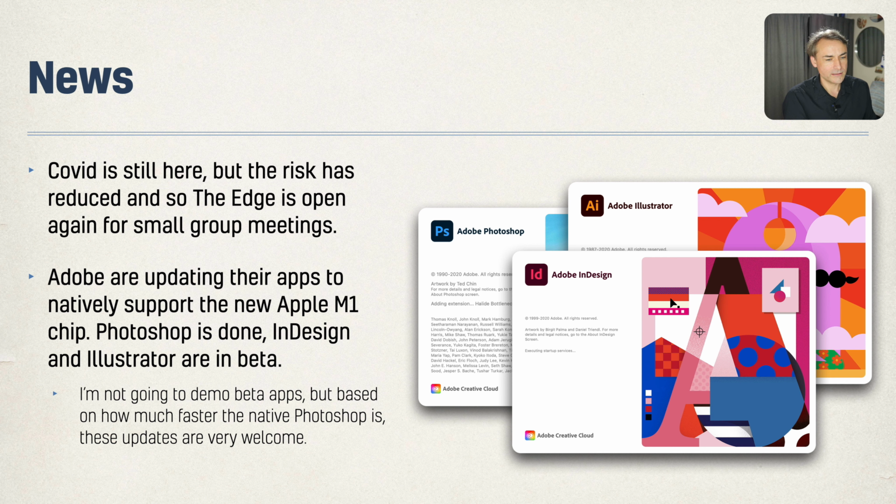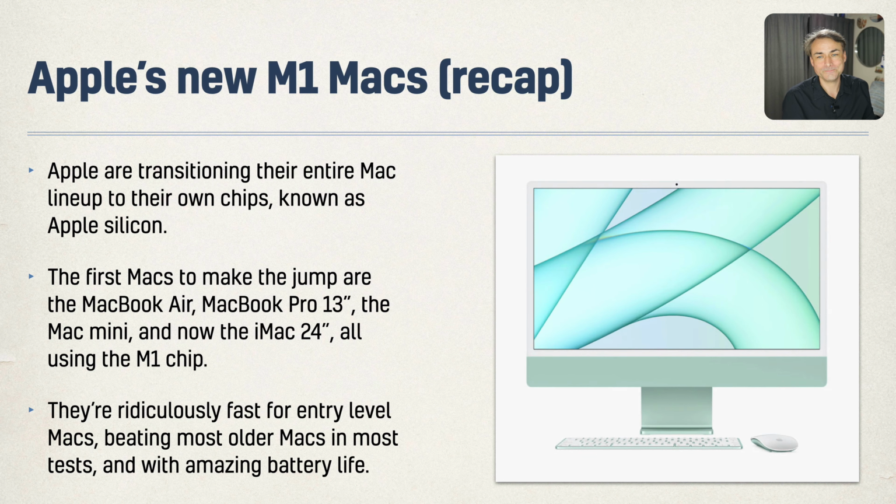And if they're native, they are faster, they use less battery. And if they're not native yet, they should still work just as they did on the older machines, but they'll just be maybe a little slower than they would be otherwise. So I'm not going to demo these. New Photoshop is excellent, super fast, really appreciated.